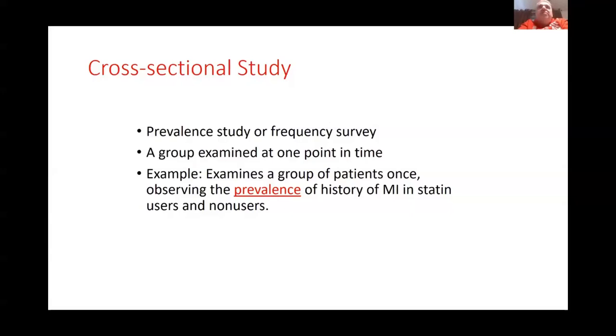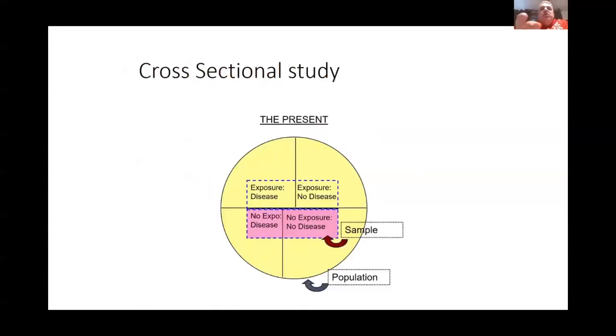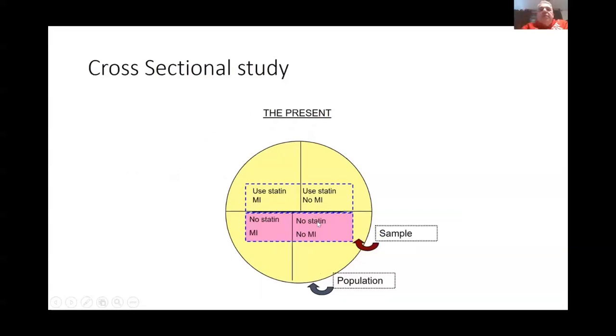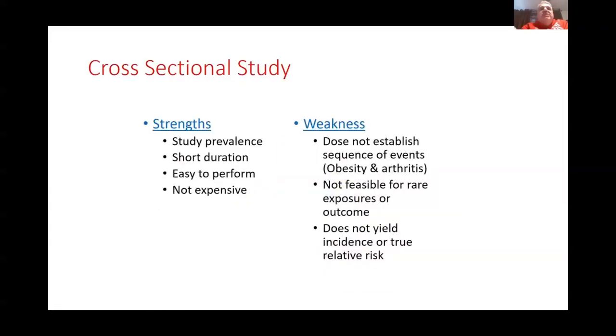The cross-sectional study is the best study design for a prevalence study. If I want to study the prevalence of a disease, the cross-sectional study is the best. For example, examining a group of patients once, observing the prevalence of history of MI in statin users and non-users. So as we said, it's done at one point in time. I study exposed and non-exposed at the same time to see who has the disease or not.